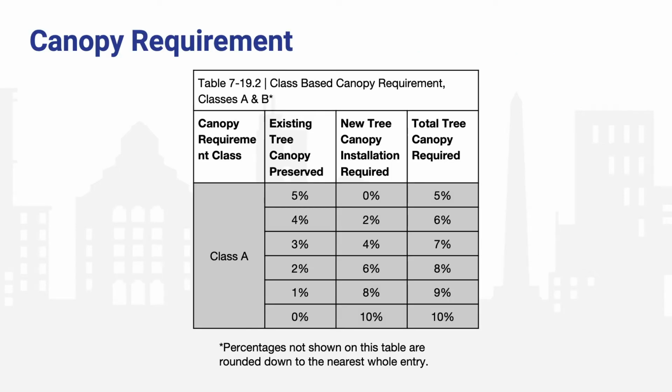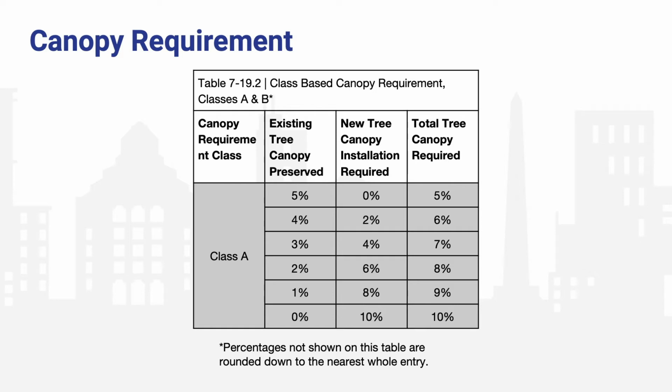Once a class has been attained, there are certain tables that tell us how much tree canopy must be preserved on a site as a percentage of the site area for each class of tree canopy requirement. This table shows you the Class A requirements. And the important thing to note here is that those requirements are different if you are preserving existing tree canopy or installing new tree canopy.